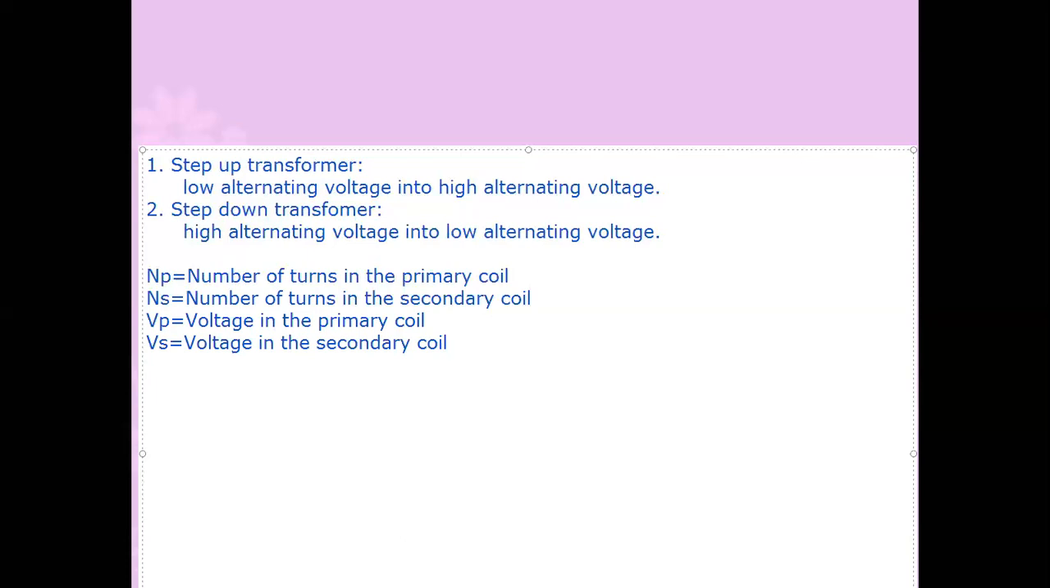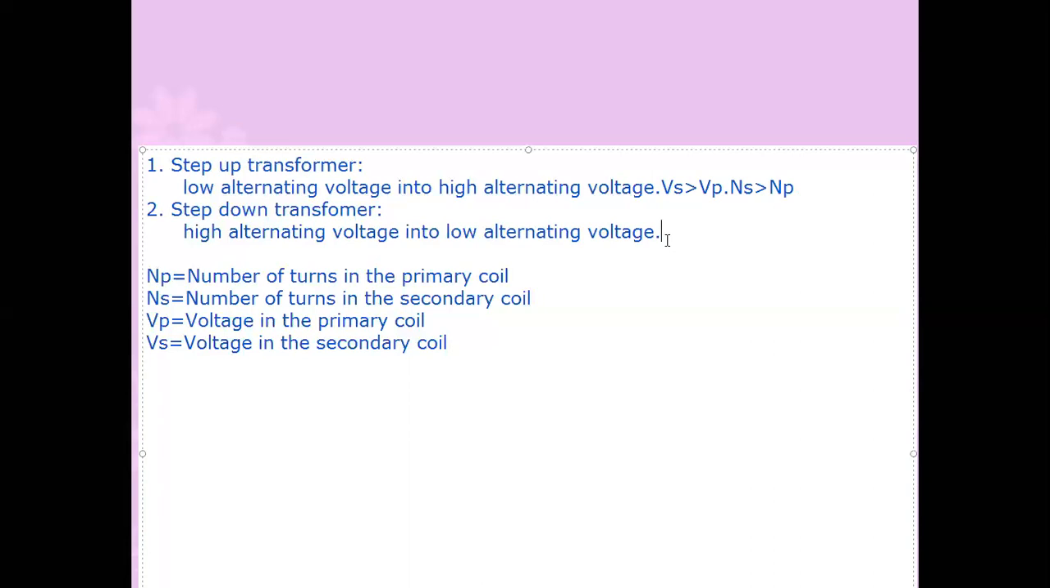So in the step up transformer, the voltage in the secondary coil is more than in the primary coil, that is Vs greater than Vp. The number of turns is the same way: Ns more than Np.